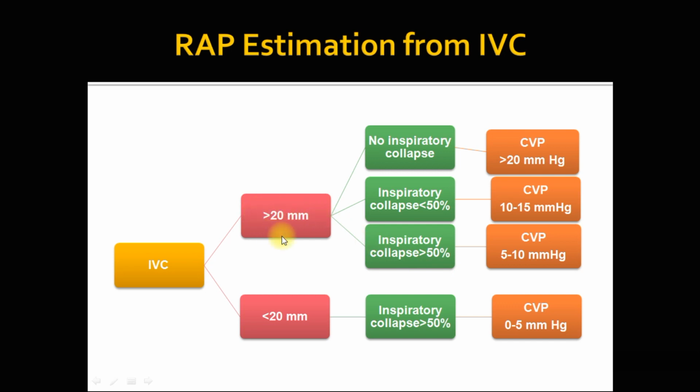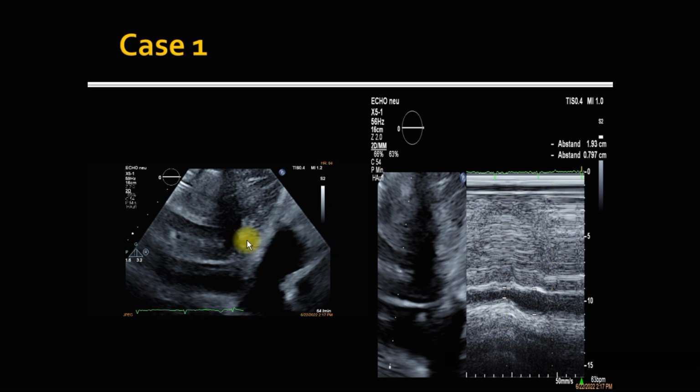But when the inferior vena cava has a diameter more than 20, we have to look for the inspiratory collapse. When it has a normal inspiratory collapse more than 50%, then the central venous pressure is about 5 to 10. When the inspiratory collapse is below 50%, then the right atrial pressure is about 10 to 15 millimeter mercury. When we don't have inspiratory collapse at all, then most probably we have a right atrial pressure more than 20 millimeter mercury.